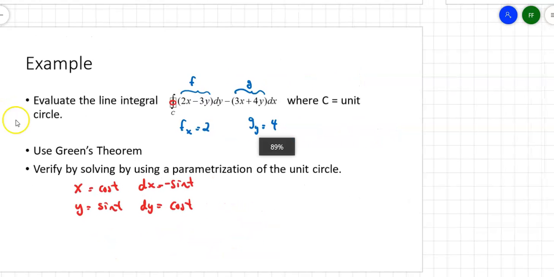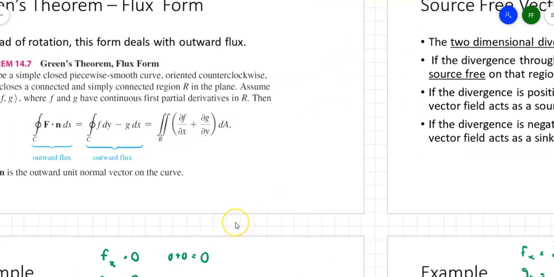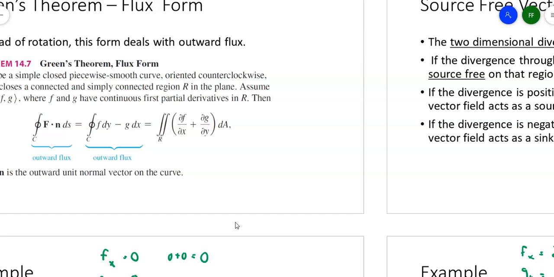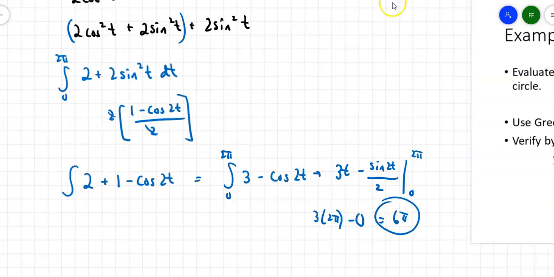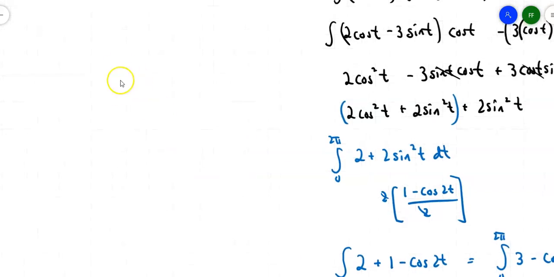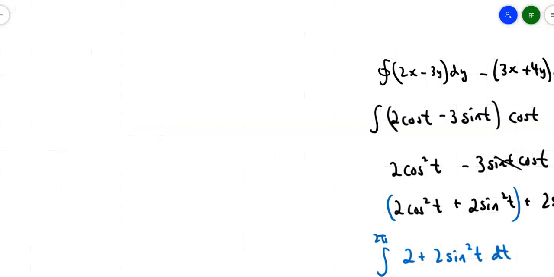Now, go back to Green's theorem. Green's theorem flux form says I can take the partial of f with respect to x plus the partial of g with respect to y and integrate it over the area. So let's do that. I'm going to do it next to it for comparison's sake. Let's take the partial of f with respect to x plus g with respect to y, double integrated over the area. Well, this we said was 2. That we said was 4.